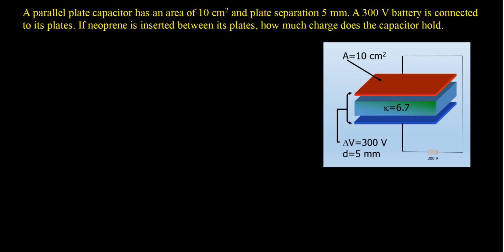Now the first example says a parallel plate capacitor has an area of 10 centimeters squared and plate separation, the distance between the two plates, is 5 millimeter. A 300-volt battery is connected to its plates. If neoprene, a dielectric material, it doesn't matter if you know it or you don't, is inserted between its plates, how much charge does the capacitor hold?